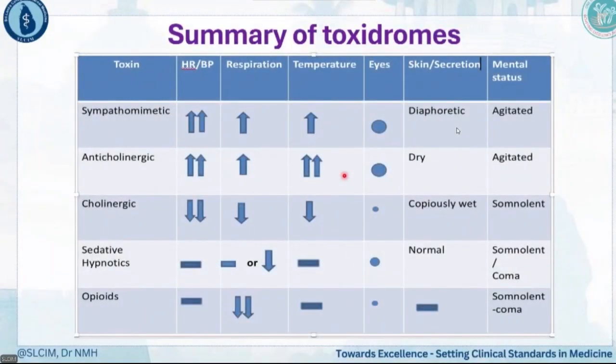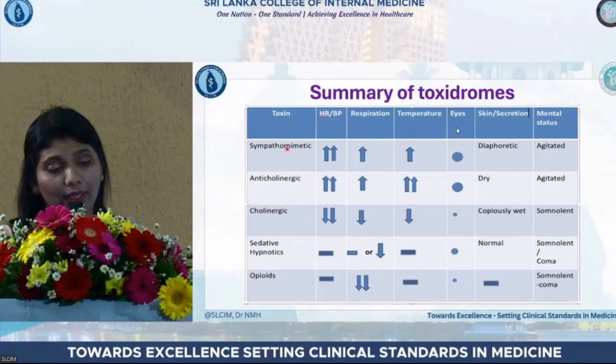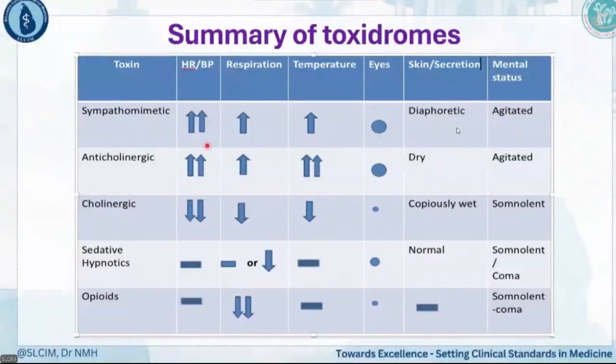So this is the summary of toxidromes, and it's very easy, as I said earlier. Look at the sympathomimetic toxidrome. Patient is agitated. Anticholinergic toxidrome: patient is agitated, and the blood pressure, respiration, and temperature are more or less the same. The pupils are dilated. The differentiating factor is the skin, diaphoretic in sympathomimetic and dry skin in anticholinergic toxidrome.